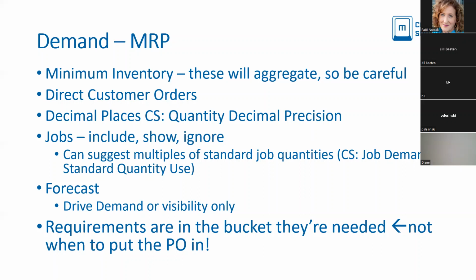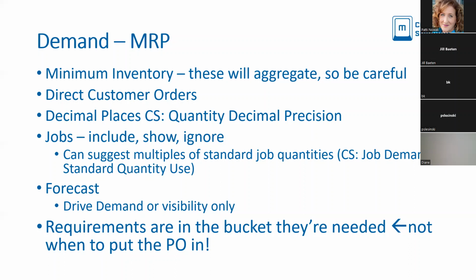And I get the argument. I could actually argue either side in the debate, but what's important here is this. If you have standard job quantities on your parts, and if you don't typically produce in those standard job quantities, then you might not want your planning engine to rely on them. You want to teach your planning engine, hey, look, don't recommend in multiples of the standard job quantity.